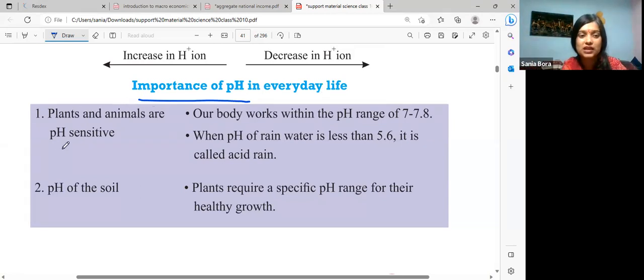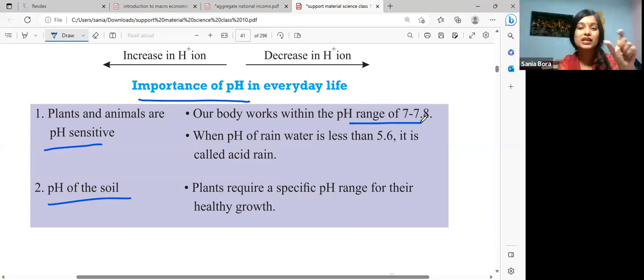Plants and animals are pH sensitive, and so is the pH of soil. Our body works within the pH range of 7 to 7.8. If you increase it, you will face problems. If you decrease it, you will face problems. So it ranges between 7 to 7.8. And when the pH of rain is less than 5.6, it is called acid rain, because less than 7 is acidic.